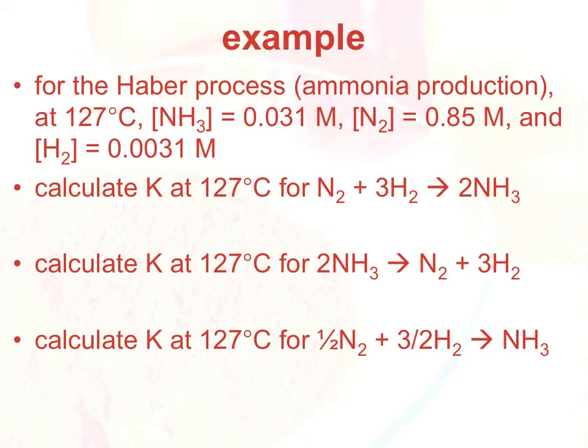Okay, so let's go ahead and do an example problem for the Haber-Bosch process, or the production of ammonia that we use to basically fertilize our farms and things of that sort. Okay, so at 27 degrees C, we have a concentration of 0.031 molar NH3, 0.85 molar N2, and 0.0031 molar H2. So these are the concentration values that we have for each of these individual components of this process. We're going to assume that these are our equilibrium values. And before we move on and start plugging things in, we need to write our equilibrium expression.